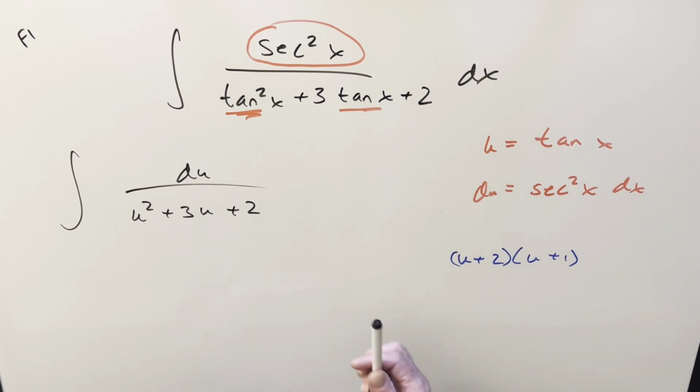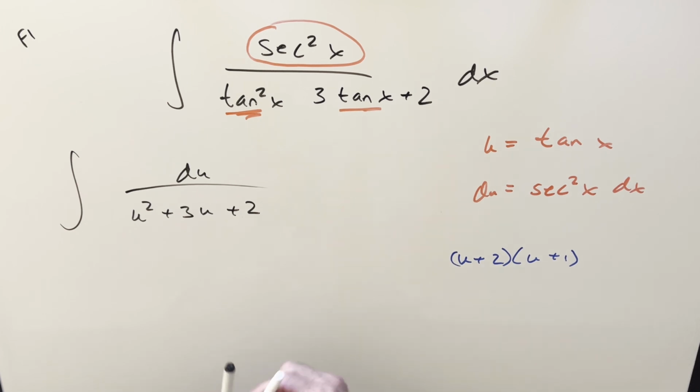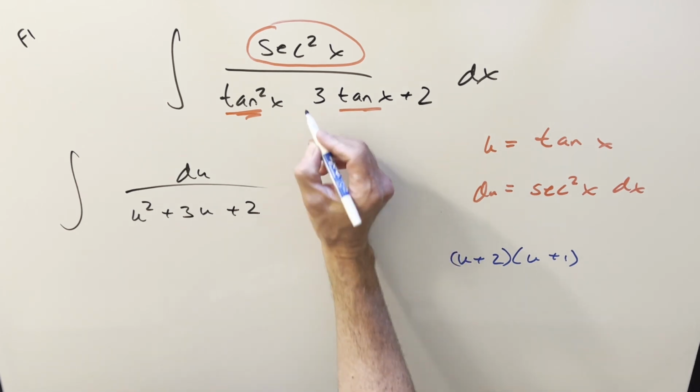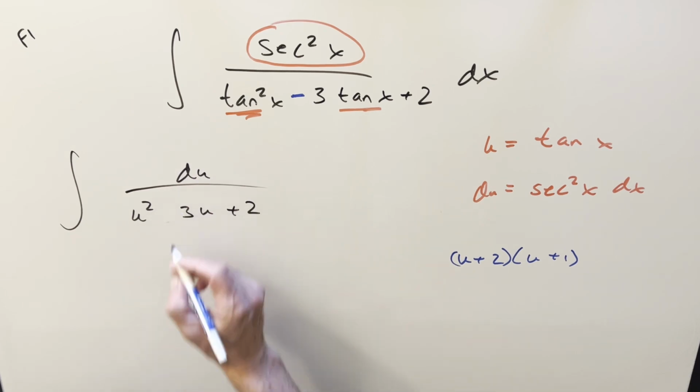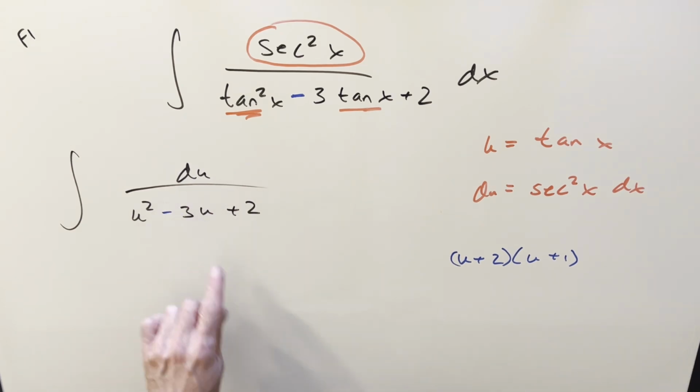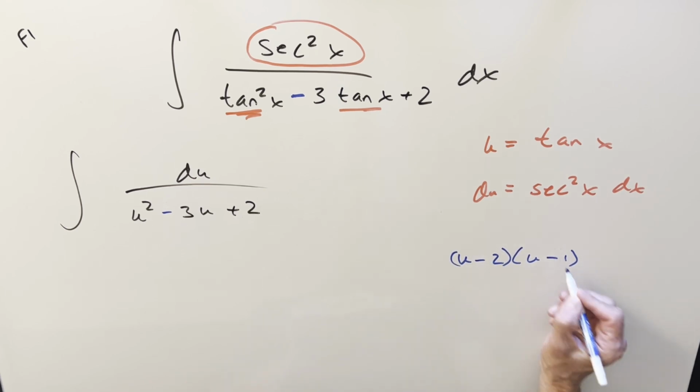And actually, I can see I made a mistake. I didn't write the problem down. I messed up the original problem. Hopefully I got the thumbnail right, but this here should be a minus. And so that's a minus. And then what that means over here, then both these are minuses. So we end up with, this needs to be u minus 2 times u minus 1. But now let's see if I can simplify it before I put it back.